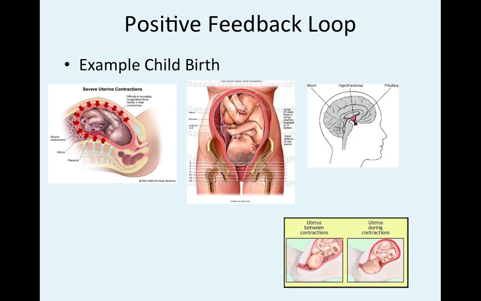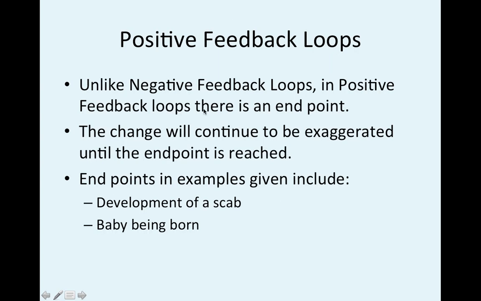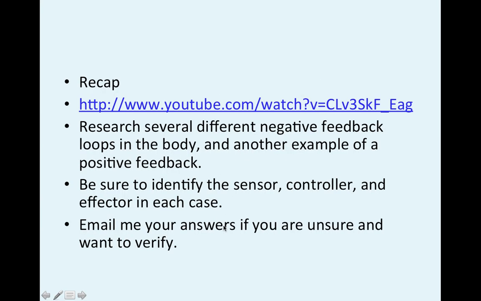So as females give birth, the contractions get stronger and stronger and stronger. And the reason for that is the positive feedback system is pushing you farther and farther away from normal set points. And then you're going to keep doing that until childbirth. And then once the child's given birth, that's when you've reached your endpoint. So unlike negative feedback loops, in positive feedback loops there's an endpoint. The change will continue to be exaggerated until that endpoint is reached. And an example would be the development of a scab, or the more popular one, a baby being born.